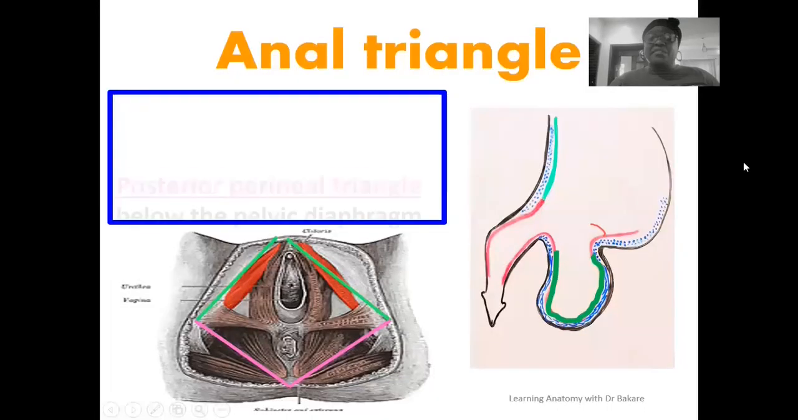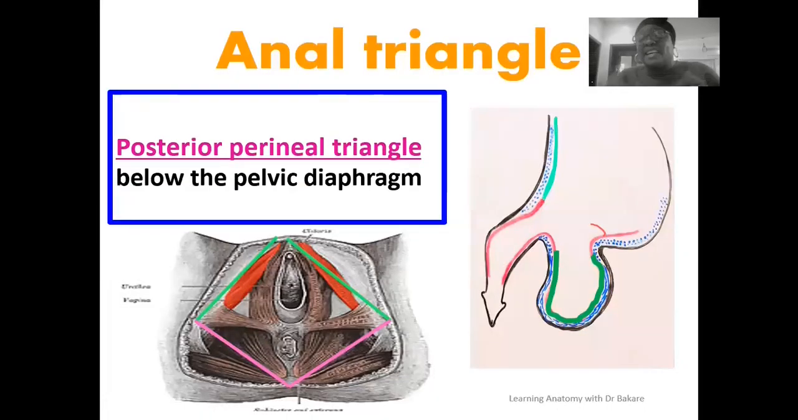The anal triangle can also be referred to as the posterior perineal triangle, which means the posteriorly positioned triangle that is located within the perineum. We try to use this image by the side. We say we have the pelvic cavity that is inferiorly limited by the pelvic floor or the pelvic diaphragm. Inferior to this pelvic floor, the pelvic diaphragm, we have the perineum, and this is the perineum here carved out in this space.